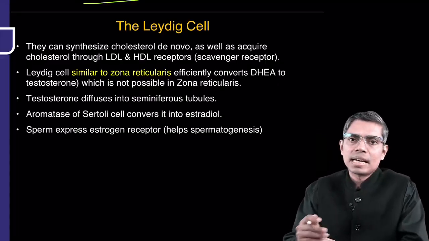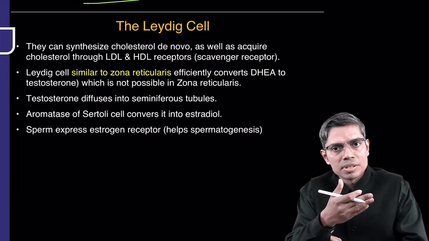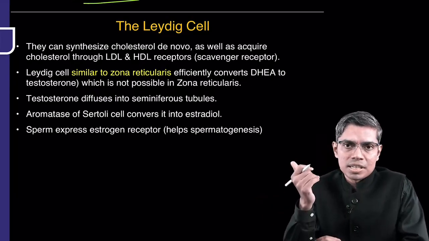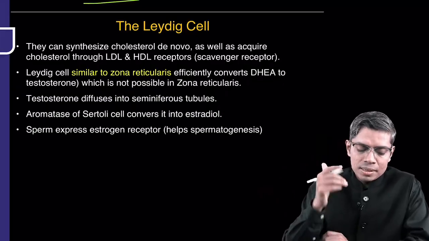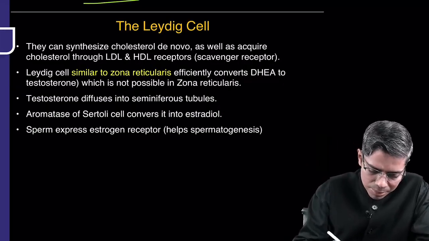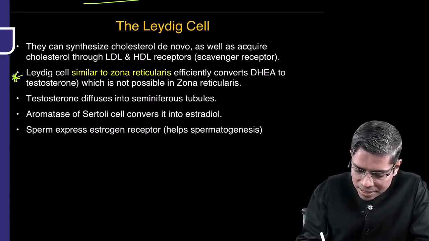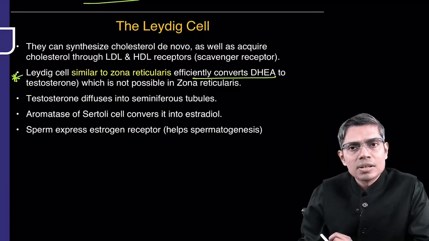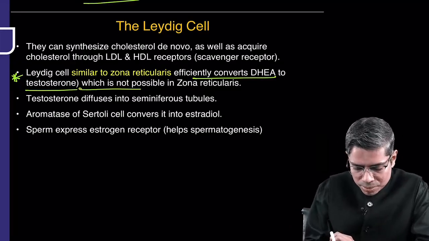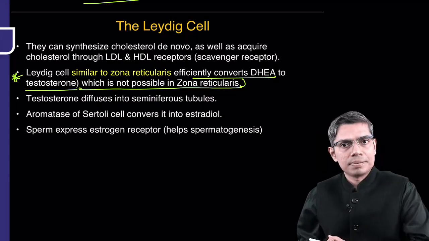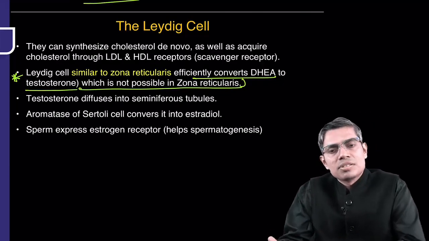But adrenal cortex cannot convert them into testosterone because it lacks the enzymes which convert DHEA to androstenedione and from androstenedione to testosterone. It lacks those enzymes. So, these Leydig cells are similar to zona reticularis, but this Leydig cell can efficiently convert the dehydroepiandrosterone to testosterone, right? Which is not possible at the level of zona reticularis. And what is the raw material for the synthesis of this testosterone?